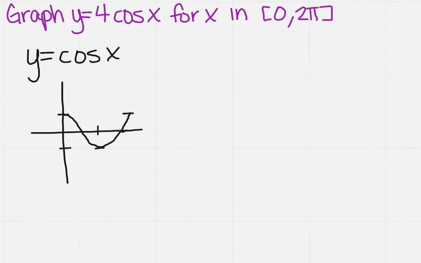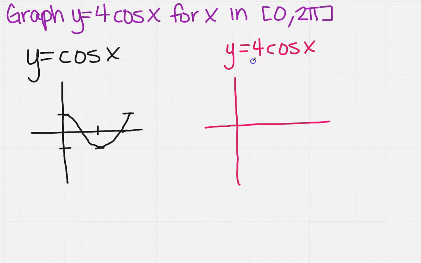But we notice this time what? We don't have a base function. We have 4 times that base function. So what is that going to do to our graph? Well, remember what we've studied is that this 4 tells us the amplitude, and that's the distance from the x-axis. So that means that instead of starting at 1, now I'm going to start at 4.